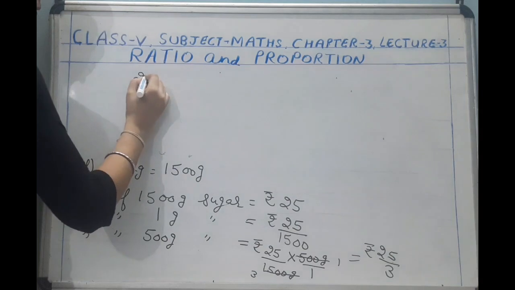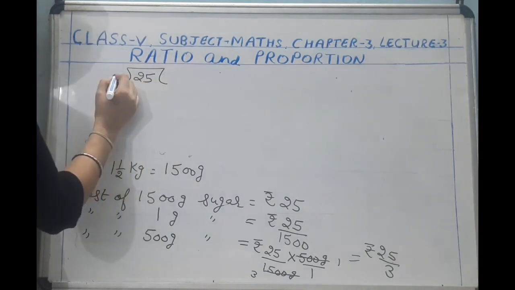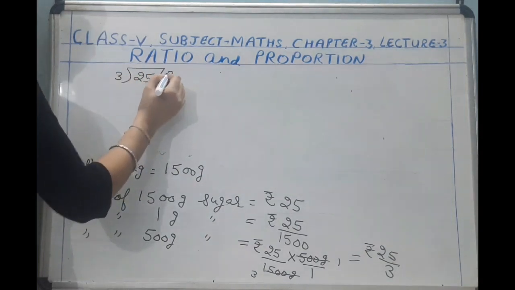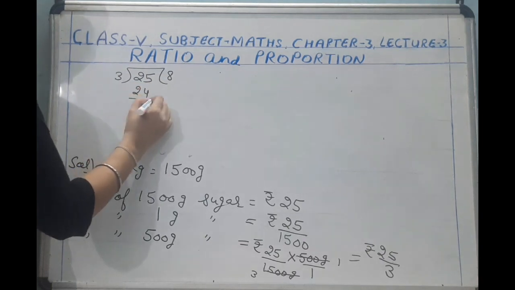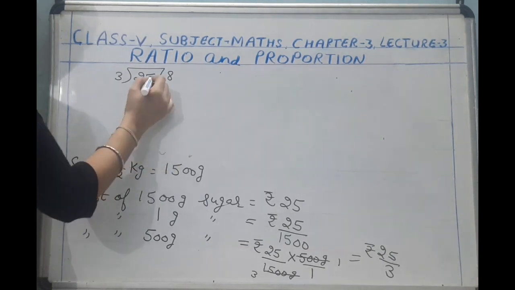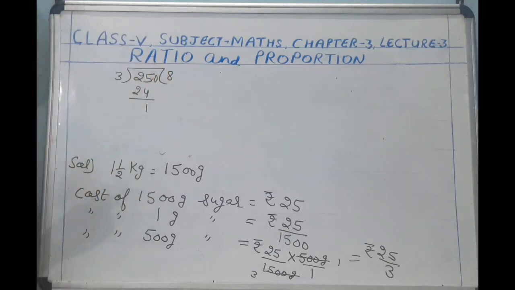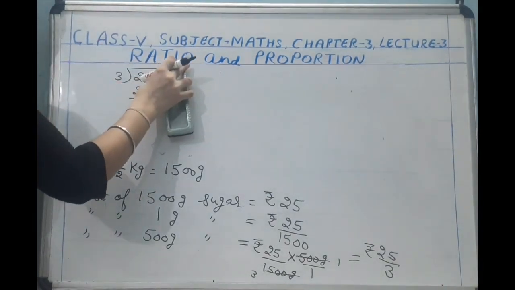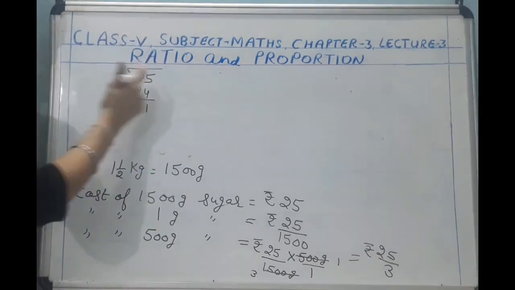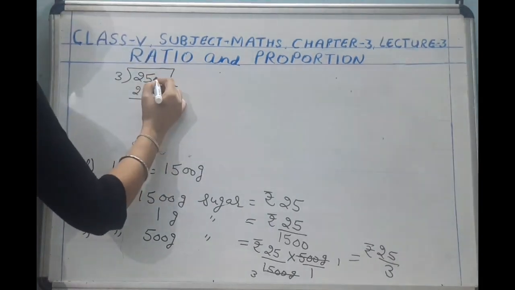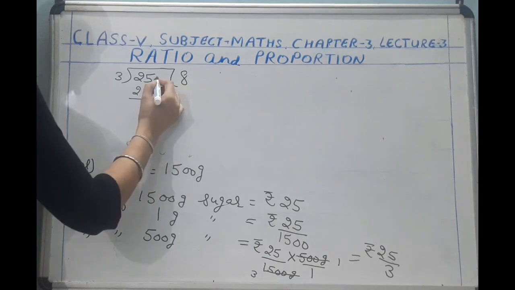25 divided by 3. 3 8s are 24. 1. Put decimal and insert 0. We need some space for putting the 0 here. Okay. So take a big sign of division. 8s are. Now decimal 0.